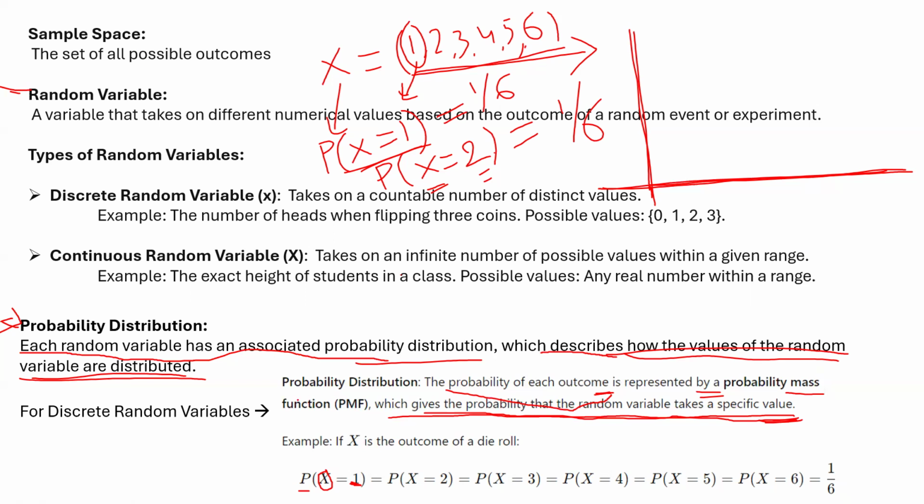What is a probability distribution? The probability of each outcome is represented by a probability mass function, which gives the probability that the random variable takes a specific value. So a random variable taking a specific value is called a probability mass function. And the probability distribution describes how the values of the random variable are distributed. So it actually represents the distribution of all the possible outcomes. That is what a probability distribution is.